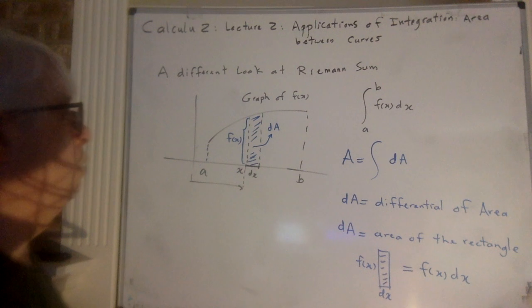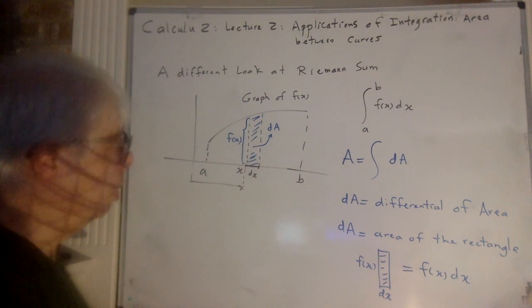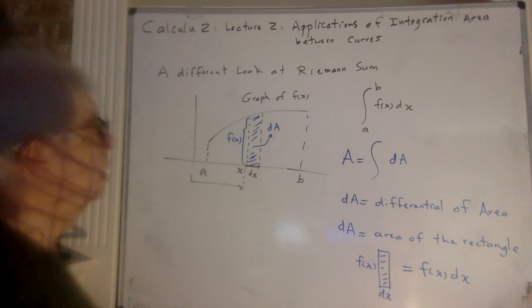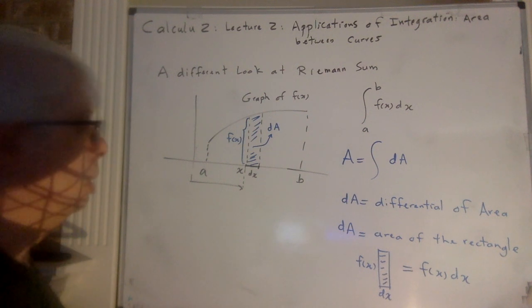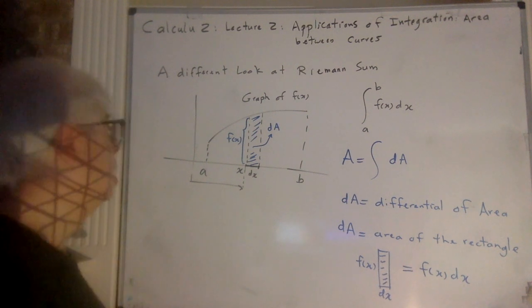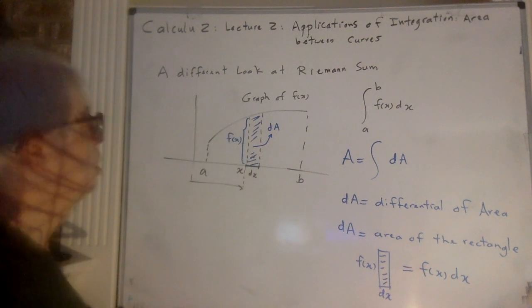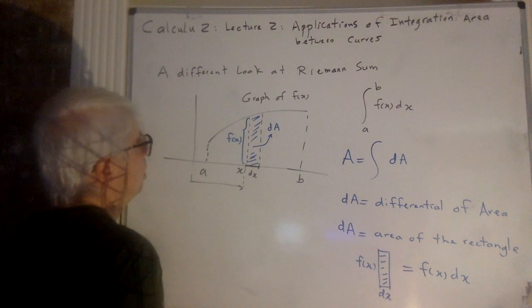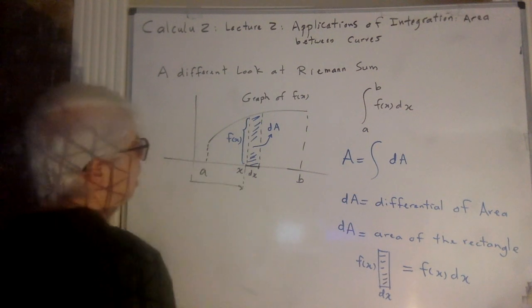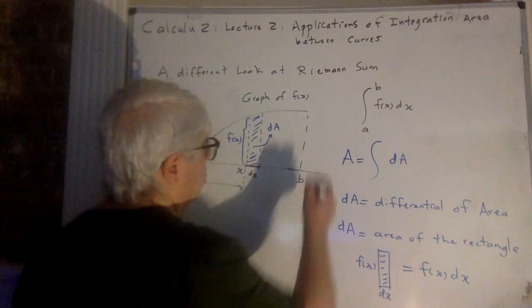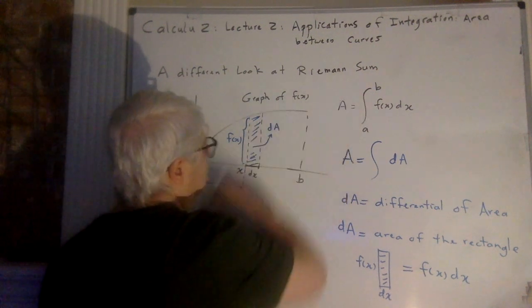But what we are finding, in fact, is area. So a definite integral is the area of something. In this case, it is the area beneath this curve, the graph of f(x) and the x-axis. So this integral is this area.